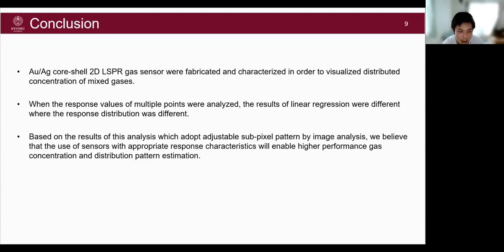Based on the results of this analysis, which adapts an adjustable subpixel pattern by image analysis, we believe that the use of sensors with appropriate response characteristics will enable higher performance gas concentration and distribution pattern estimation.